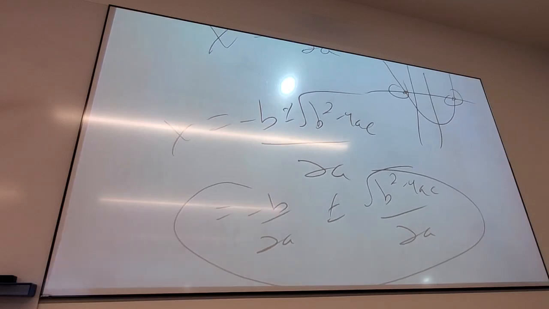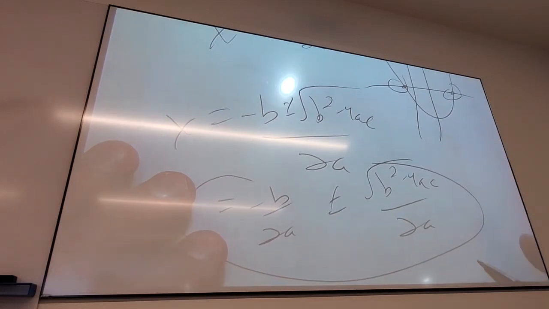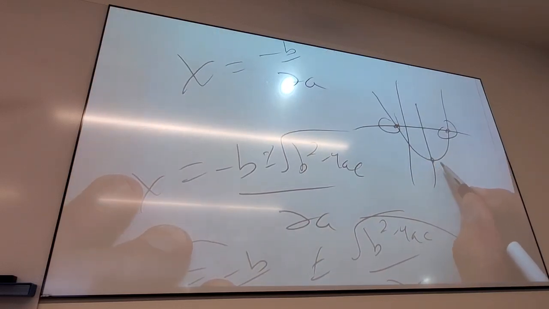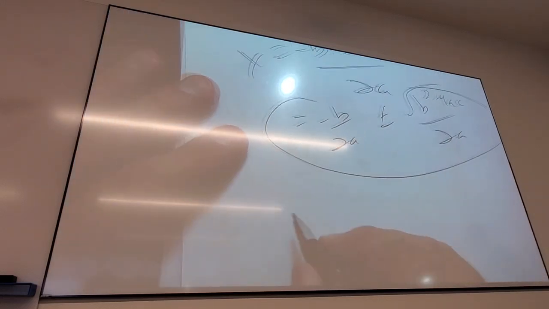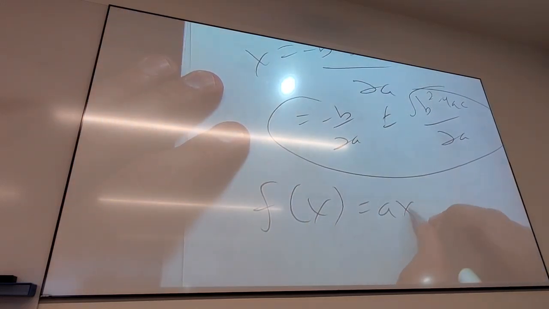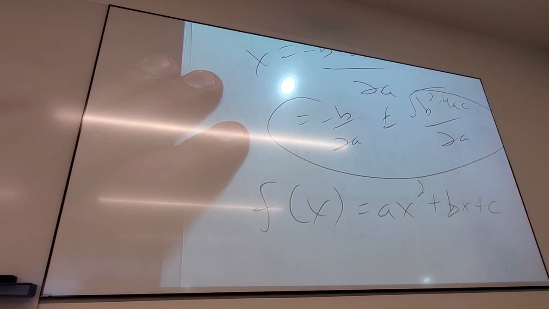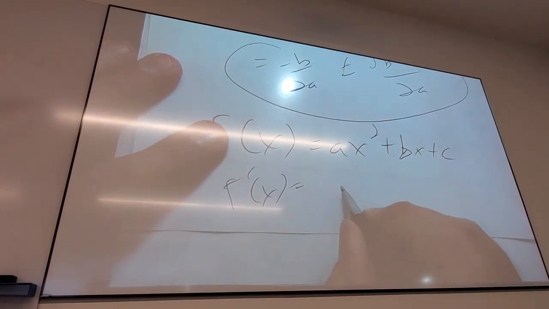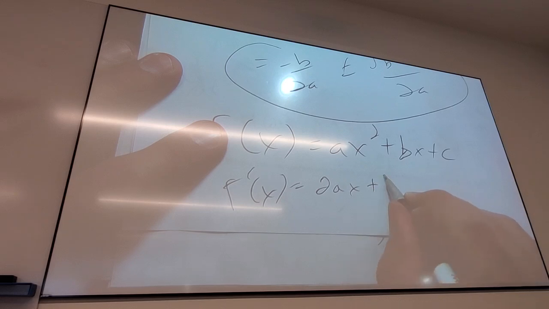We know calculus, right? So where is the vertex going to be? What's going to be true at the vertex, calculus-wise? Slope is 0. So if I have this function, how do I find where its horizontal tangent line is? Derivative. What's the derivative of this? 2ax plus b. Set that equal to 0. What do you get?